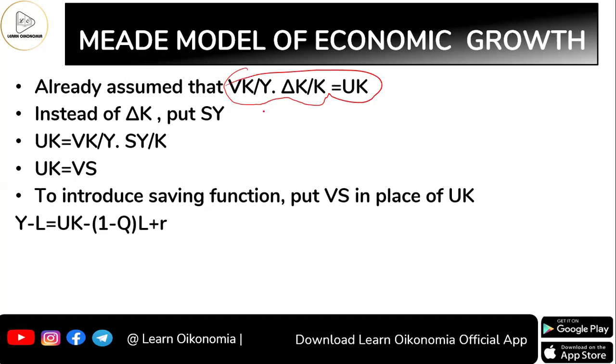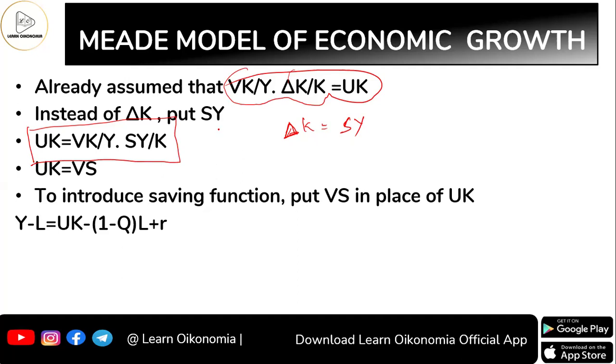Now what you do is that instead of this delta k, we are putting Sy. So we have seen that delta k is equal to Sy. This is something that we have already seen. So instead of delta k, we can put Sy. So the new equation becomes this: uk is equal to vk divided by y times sy divided by k.